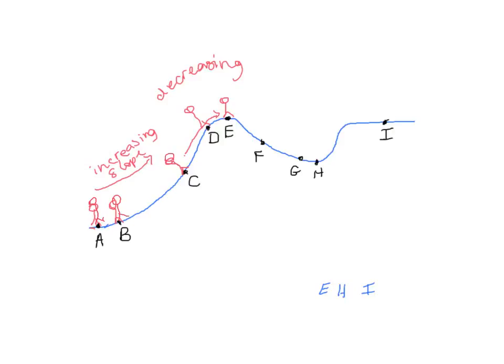At A, it's pretty easy. B gets a little harder, and at C it's pretty difficult. Now, as he's on his way up to E, it starts getting easy again when he's close to the top. And then when he gets to E, he feels like he's made it. He's like, whew, now I can stand on a nice flat surface.